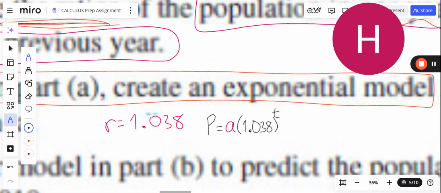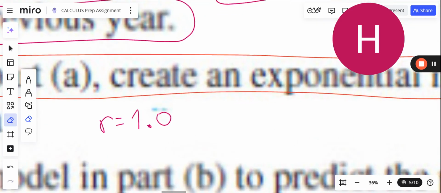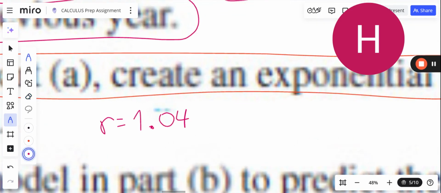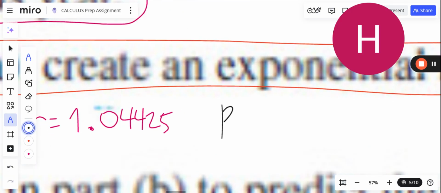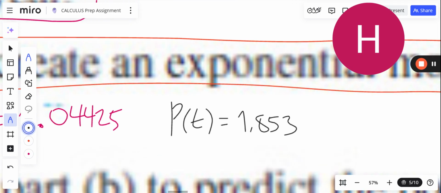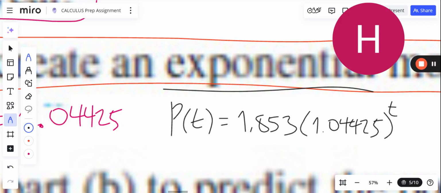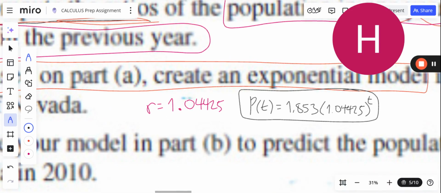So I guess we'll scrap this 1.038 business. We said it was what? We said it was 1.04425 times, oh, whoopsie. So we have P of t is 1,853 times 1.04425 to the t. That is a perfectly acceptable equation here. We're probably going to have to use this model.